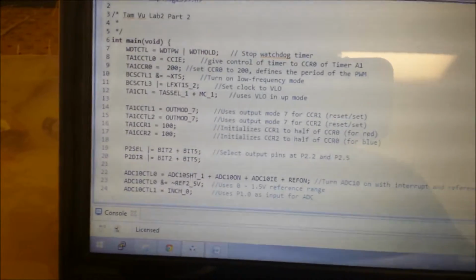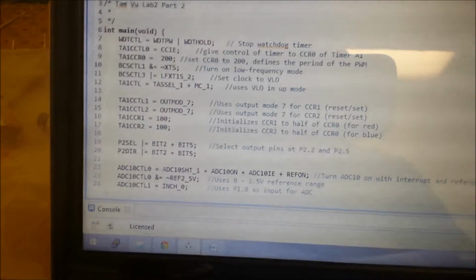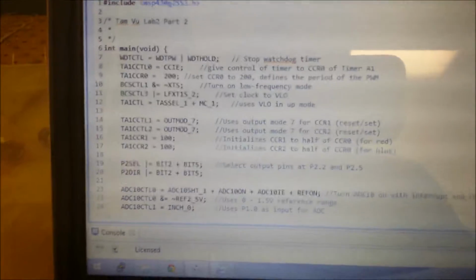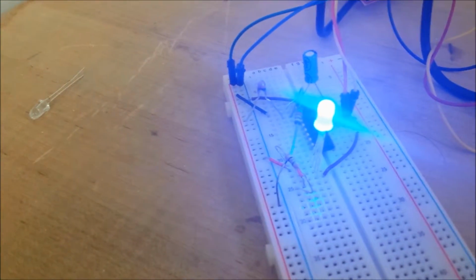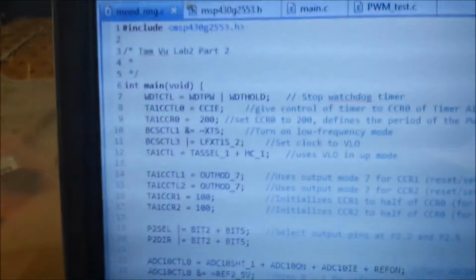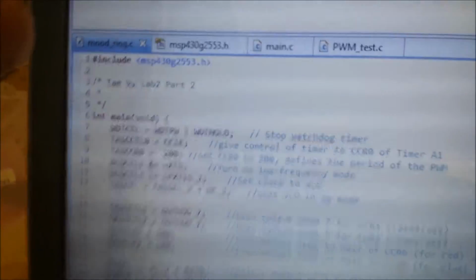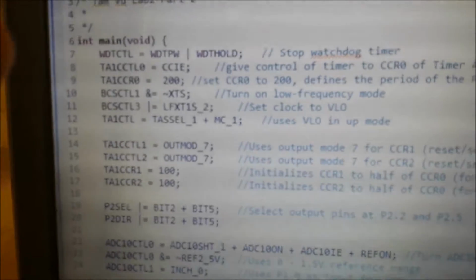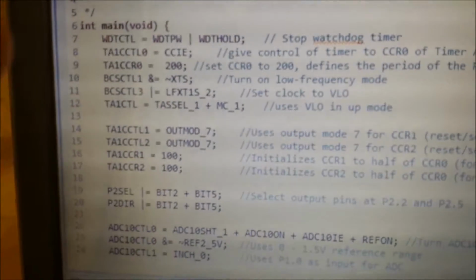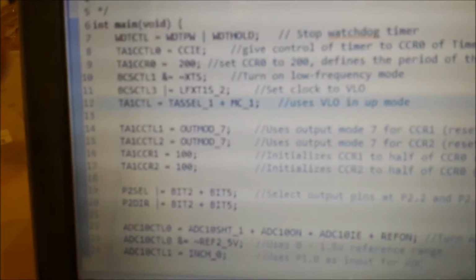Hello, this is Lab 2 of ELEC 327, and I am about to demo to you why this blue LED would turn red when I put my finger on it. For the code implementation, first I gave control to Timer A1, and I set Timer A1 to the VLO clock. That will save some power.